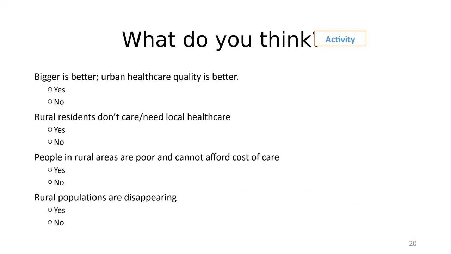Okay, a fast, quick activity. You can answer me yes or no. Bigger is better. Urban healthcare quality is better. What do you think? Yes or no? Correct or not correct? You can just send me a message, yes or no. So bigger is better. That means if you have something big like this city, it means better things always. We mentioned this earlier. What do you think? This is an exam. I will grade you and give you a mark at the end. So you had better not fail the test.